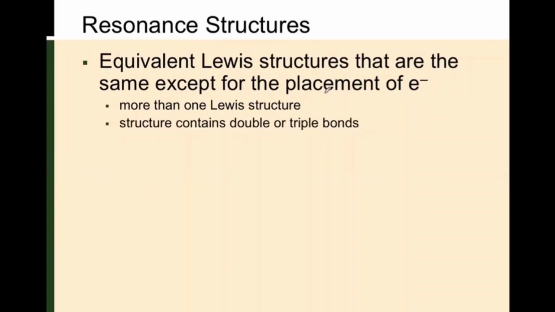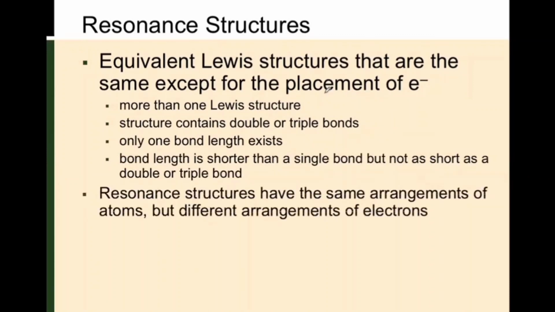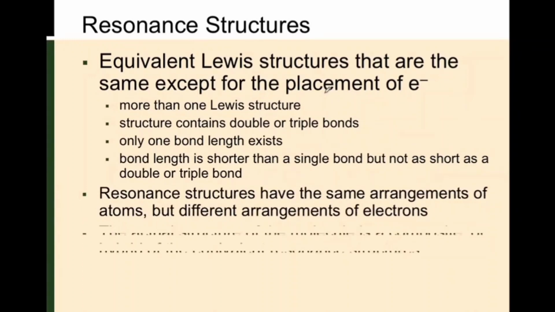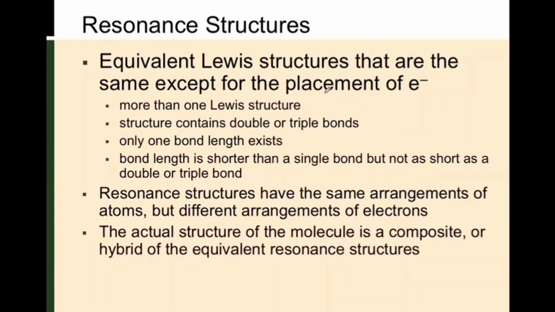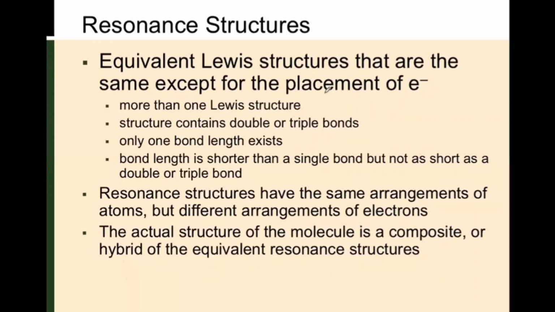Adjacent, our structure contains double or triple bonds, and only one bond length exists. Bond length is shorter than a single bond, but not as short as a double or triple bond. And so resonance structures have the same arrangements of atoms, but different arrangements of electrons. And the actual structure of the molecule is a composite or hybrid of the equivalent resonance structures. So it's a lot of words.